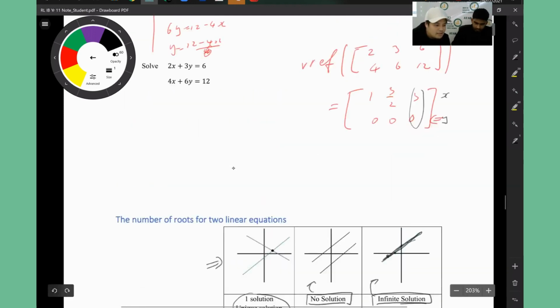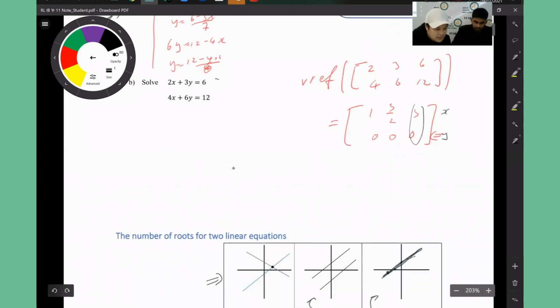By looking at this equation, you can see I just doubled: this doubles to become 4, this becomes 6, this becomes 12. So these two equations are exactly on top of each other. That's why you get so many solutions. Next time when you use double REF and come across this situation, the whole row is 0, which means y can be anything.